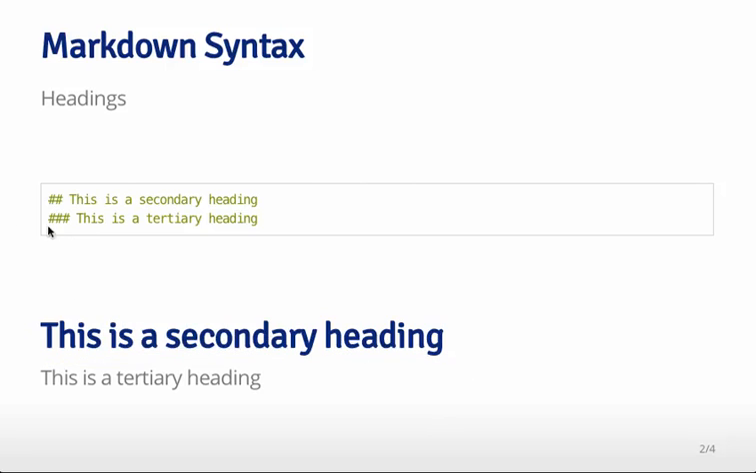You can also create smaller headings by using a triple pound sign there, and then typing this is a tertiary heading, and you'll see that GitHub interprets that as a slightly smaller heading size.